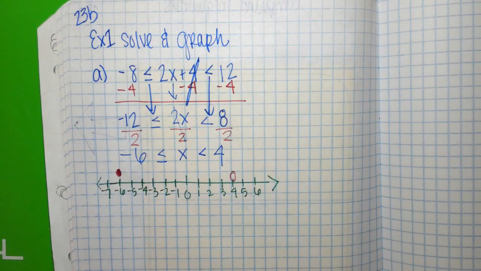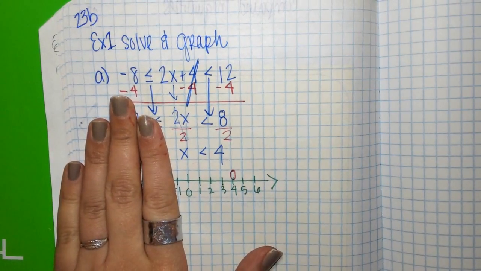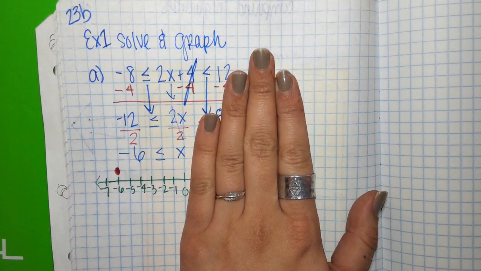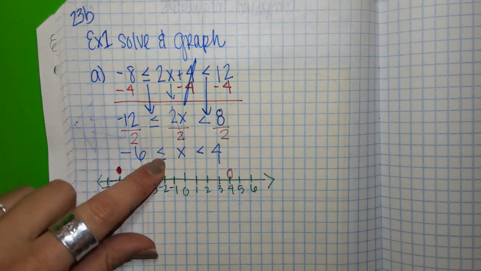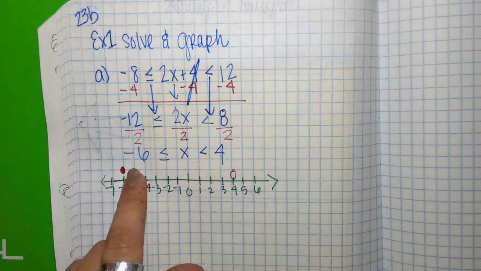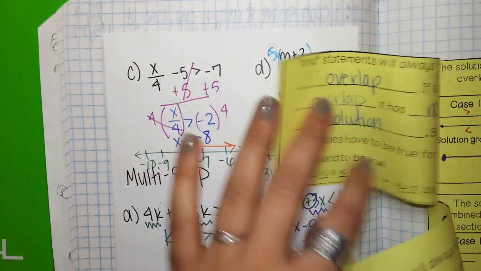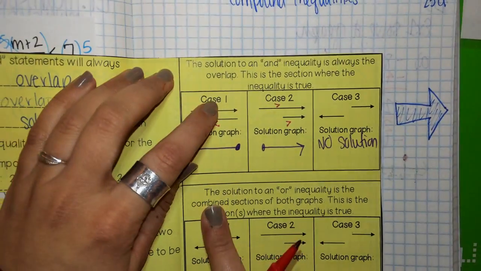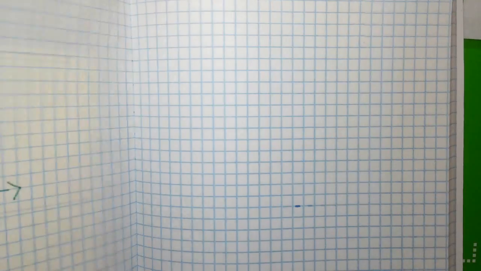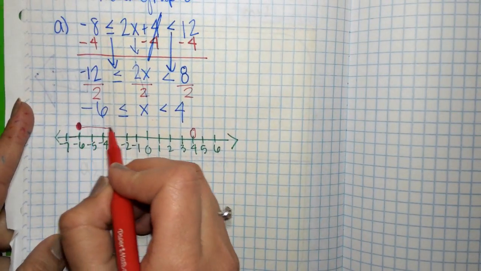All right, now we have to shade. We have to connect our dots. Now, it's an and situation. Now, this says x is less than 4, correct? And this says x is greater than or equal to negative 6. So remember, right here, we said if it was a greater than and a less than, we would connect. Do we have a greater than and a less than? Yes. Connect.